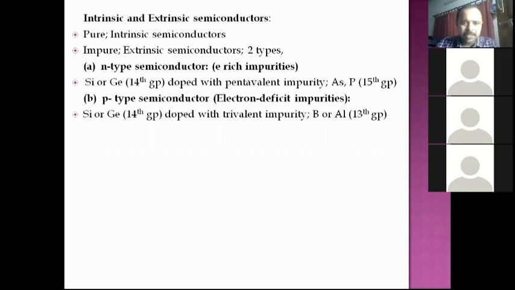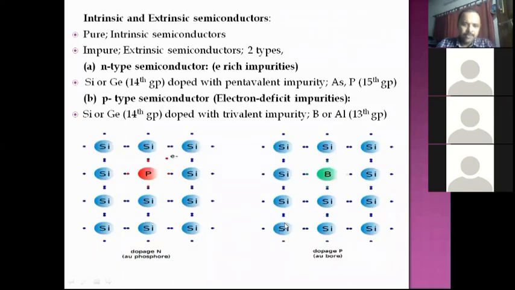P-type means positive type. Here we are going to add an electron-deficient impurity. Group 14 elements have 4 valence electrons. Add an impurity with 3 valence electrons, that is a group 13 element like boron or aluminum. Now you can see this diagram beautifully. It shows this. Silicon has 4 valence electrons, so with 4 neighboring atoms it will have 4 covalent bonds: 1, 2, 3, 4. If you can follow the cursor here.